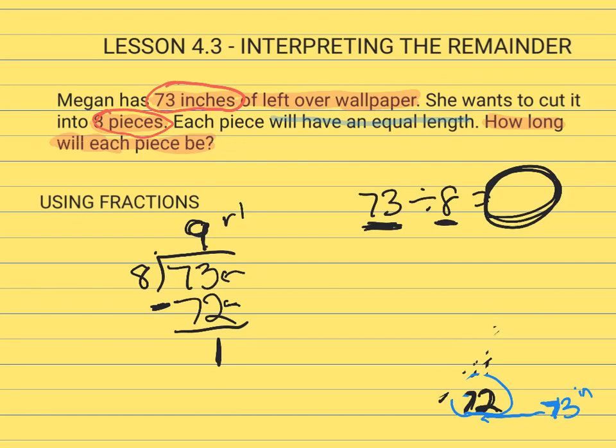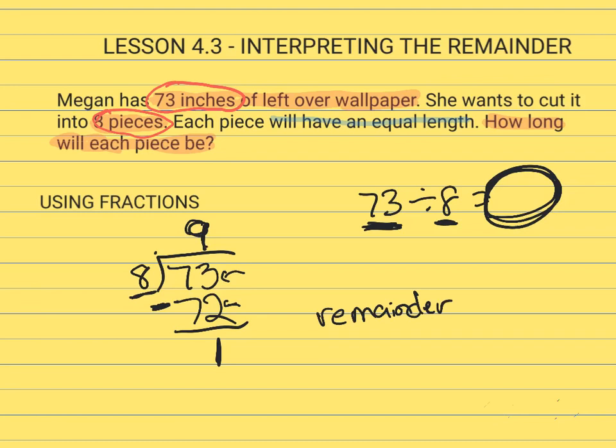So let's interpret it. This is why I said at the beginning, what is my divisor and what is my dividend? So my divisor, remember, is 8. My dividend is 73. So now, instead of having 9 with a remainder of 1, this is how we do fractions, okay? Remainder over divisor. And that gives me a fraction.